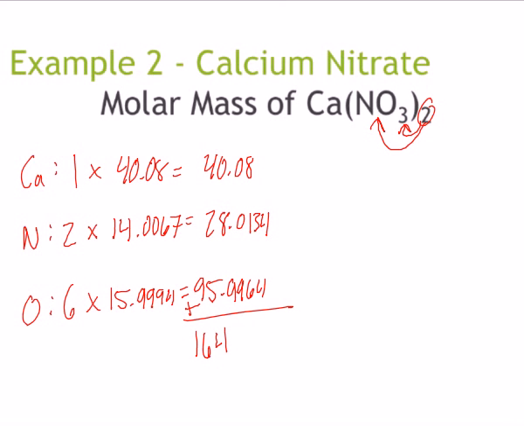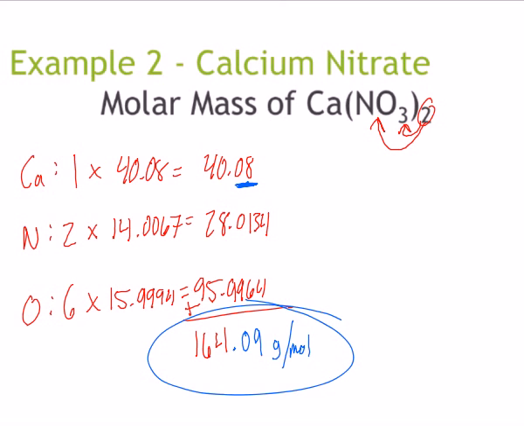164. How many decimals will we go to here? 2. Why 2? Because of 40.08. Absolutely, guys. So for sig figs, when we do this, you're looking at the least number of decimal places of any of your numbers there, and that's where you're reporting your final answer to. So this is going to be 164 point what? 09. And what's my unit going to be? Grams per mole. That's a terrible looking G. There we go. That's my final answer.